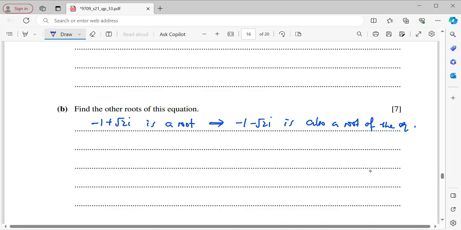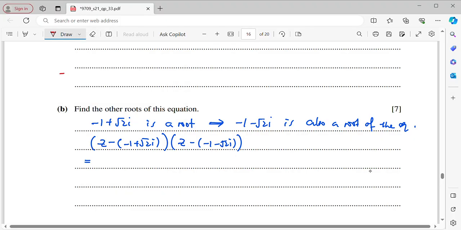Now, I need to get the factors, the multiplication of the factors for these two roots first. So it will always be the variable, which is z, minus the root, times the z minus another root. That will be the factors. These two are the factors. So now I need to simplify.